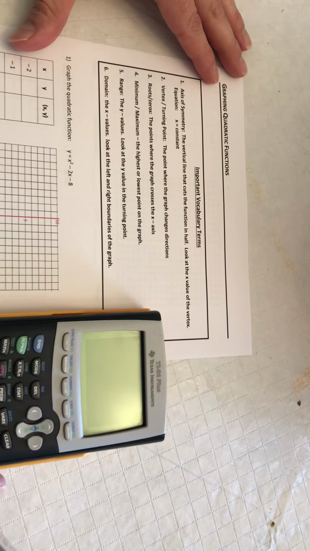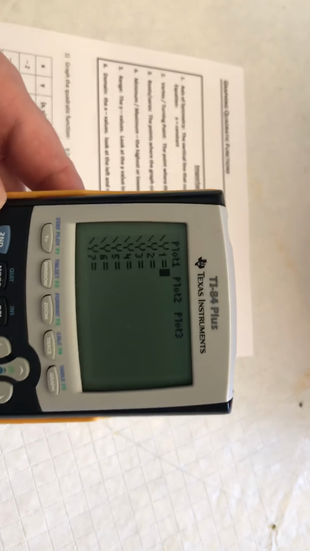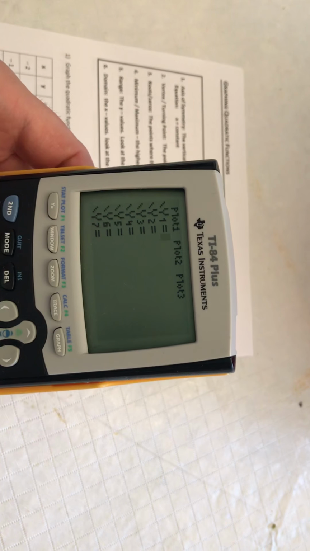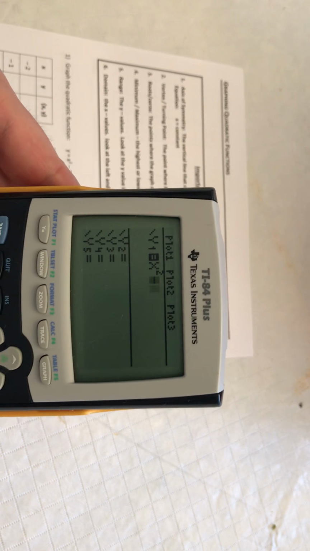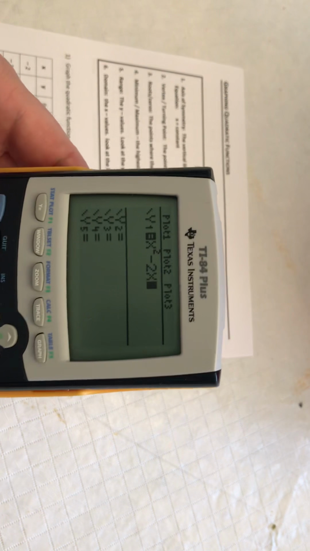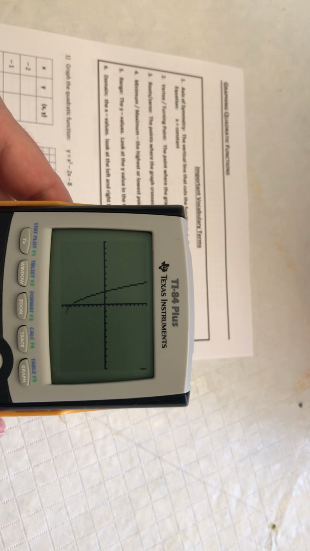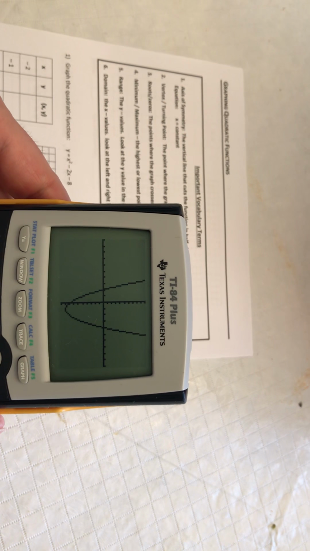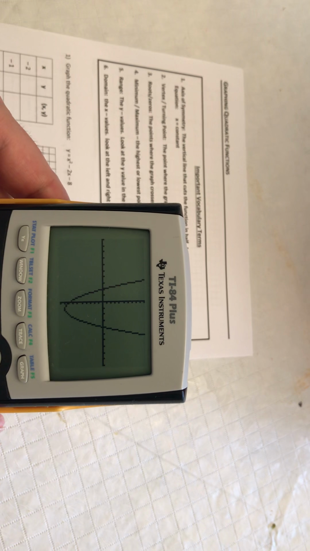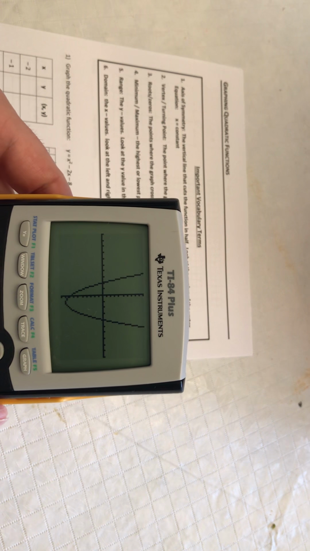So you go into your graphing calculator, y equals, and you're going to put in your function, x to the second on the left-hand side, minus 2x minus 8. Hit graph. The first thing you want to do is go to the graph, get a feel for what it looks like, where the function is, so you know how far up and down you're going to scroll on the table of values. For this one, I gave you the x values to use.